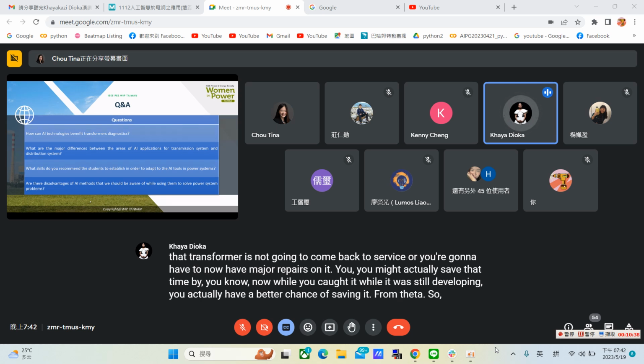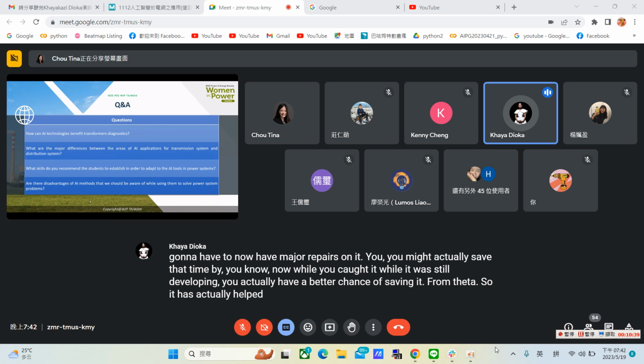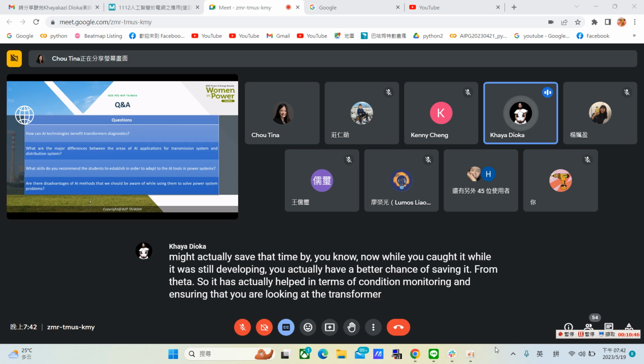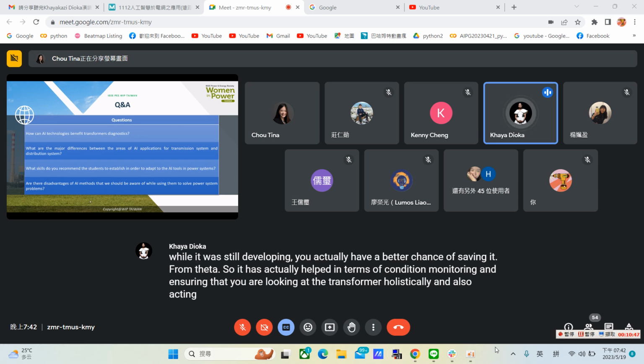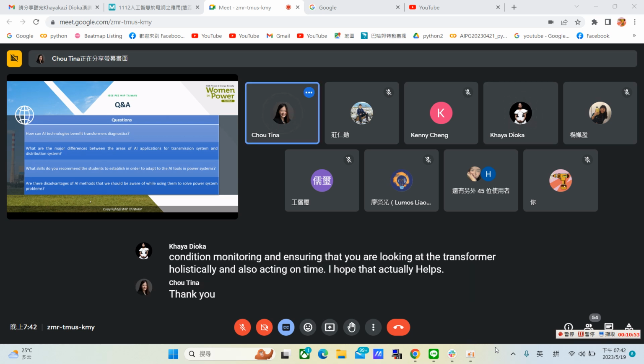So it has actually helped in terms of condition monitoring and ensuring that you are looking at the transformer holistically and also acting on time. I hope that actually helps. Thank you so much. Okay. Who has the second question?